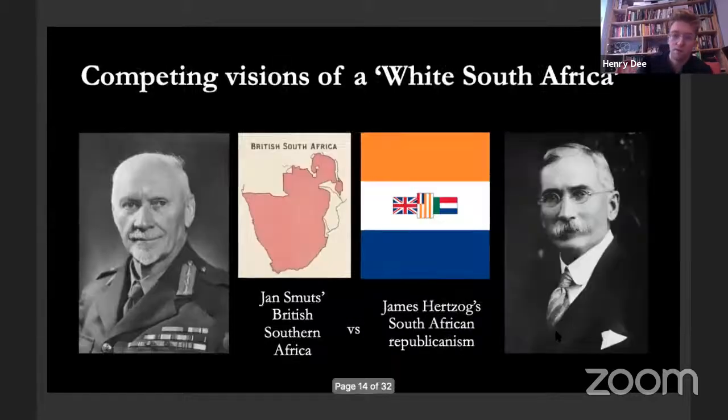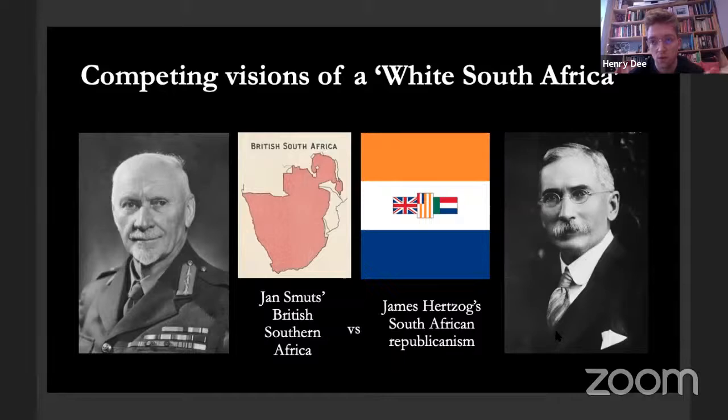Within South Africa, that has a particular resonance within white politics, and white politics is divided over the issue of migration. Jan Smuts on the left here has quite a broad, expansive vision of a greater British South Africa, which stretches into Zimbabwe, Zambia, Malawi, and Namibia, backing colonial business interests, and wants to see this as a zone of free movement.